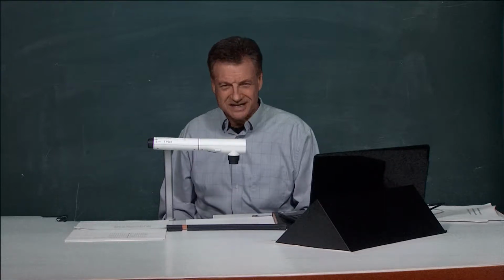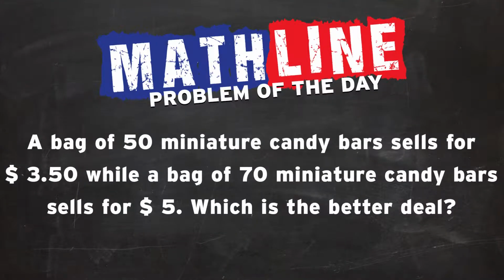Let's go to the problem of the day. A bag of 50 miniature candy bars sells for $3.50. It's a pretty good deal, it sounds like to me. While a bag of 70 miniature candy bars sells for $5. Could that be a better deal? Yes, we're going to find out.